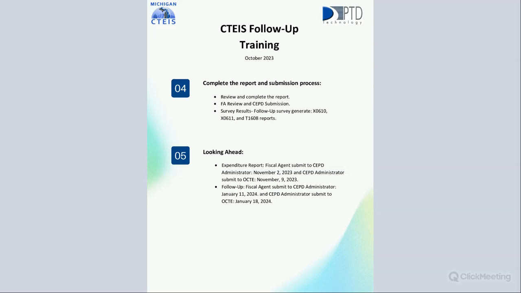The expenditure report is due November 2nd to the CPIT administrator. So the fiscal agent submits to the CPIT administrator by November 2nd. The CPIT administrator submits to OCTE by November 9th. That's for the expenditure report, okay? Looking ahead towards the follow-up report, this is the process that we just went through. The fiscal agent submits to the CPIT administrator January 11th, 2024, and then the CPIT administrator submits to OCTE January 18th, 2024. So this is all of the information that we have for this collection period.